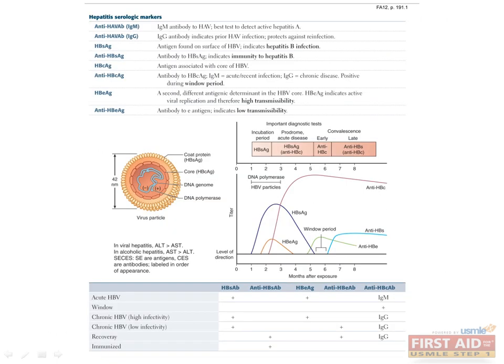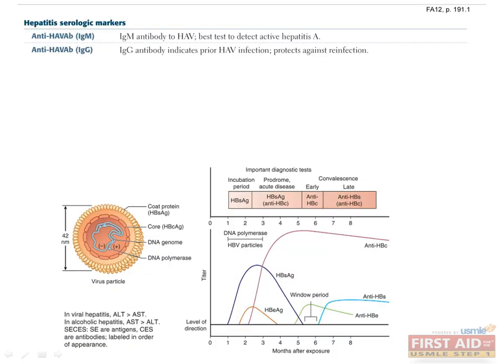Diagnosing hepatitis B involves being able to interpret serologic results that detect the presence of hepatitis B antigens or antibodies produced by the host. Let's review some of the serologic markers we will encounter. For hepatitis A, the presence of anti-hepatitis A virus antibody can tell us whether the patient has acute hepatitis A or was previously infected with hepatitis A.